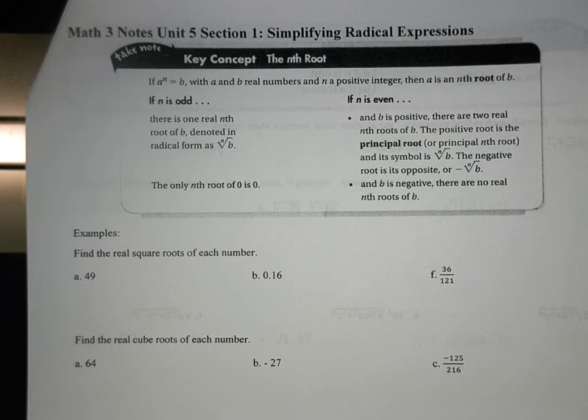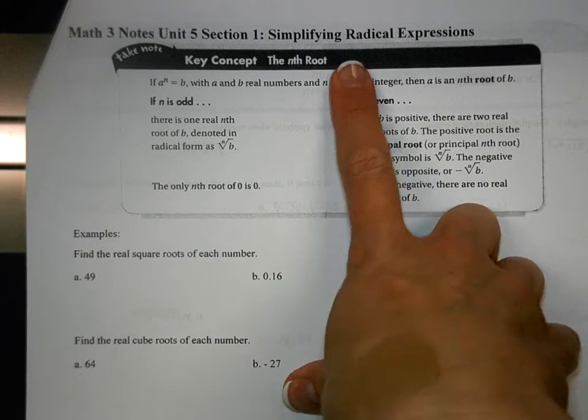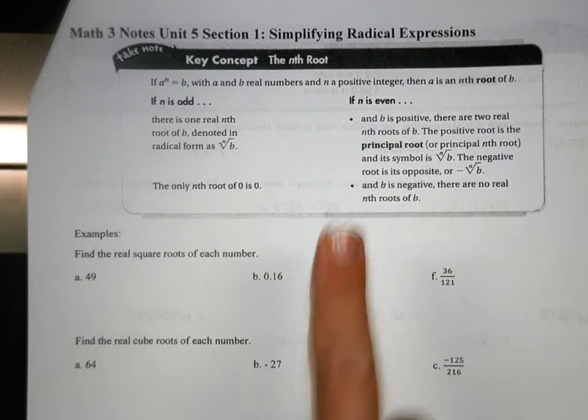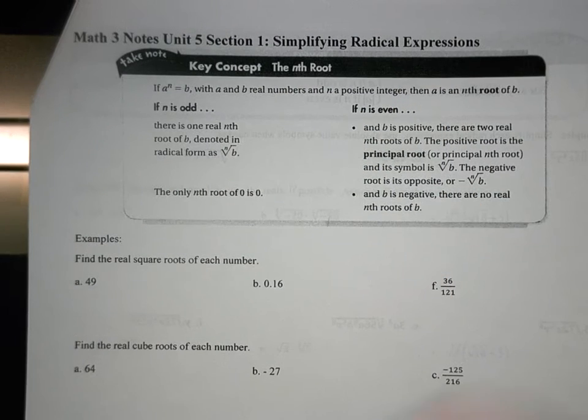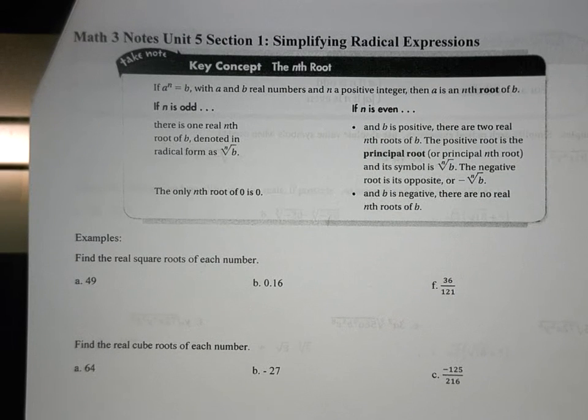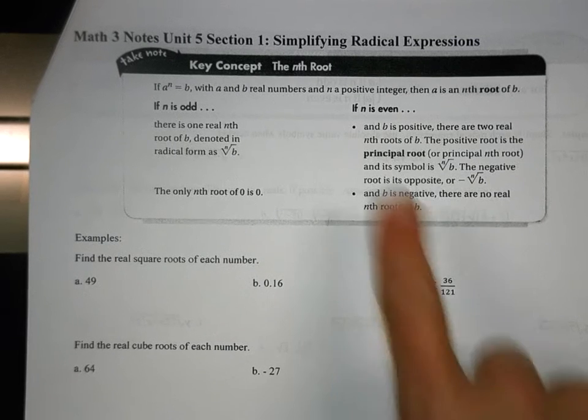Math 3, Unit 5, Section 1. Today we're talking about simplifying radical expressions. Now, more often than not, we take square roots of things, but you'll also find in this unit we're going to take the cubed root of things.